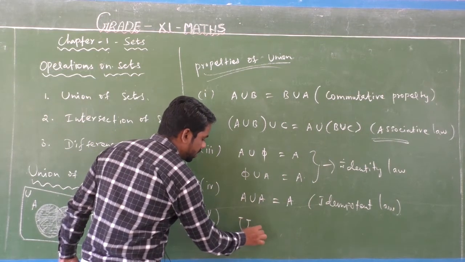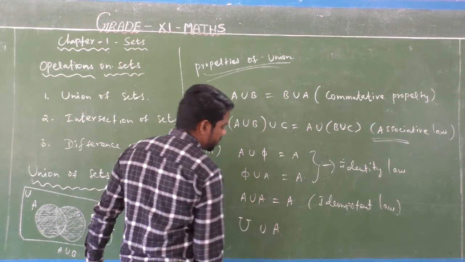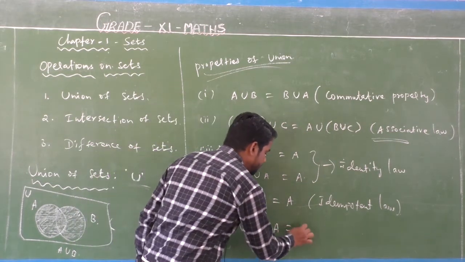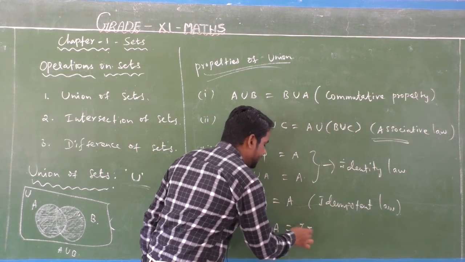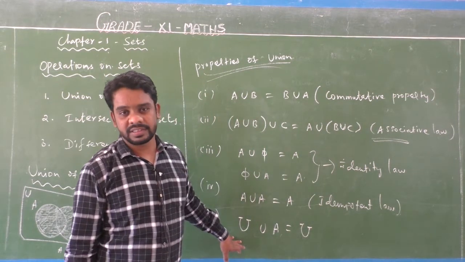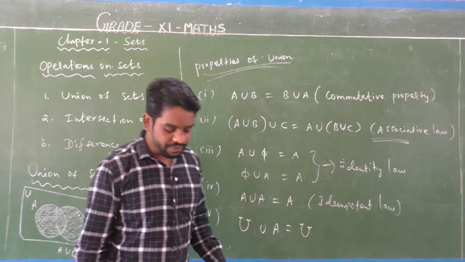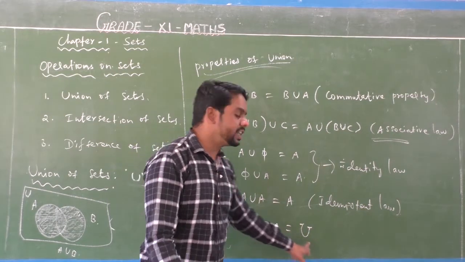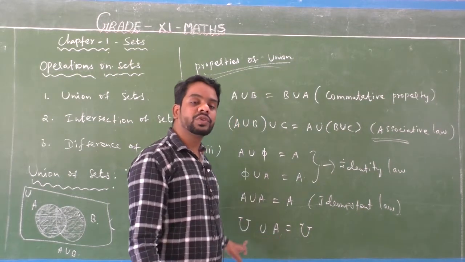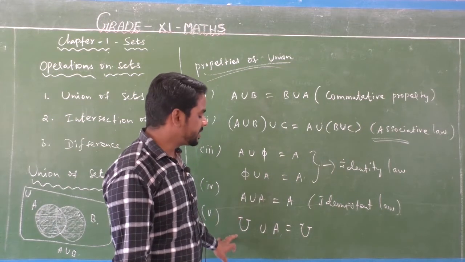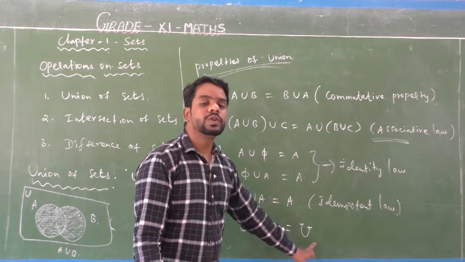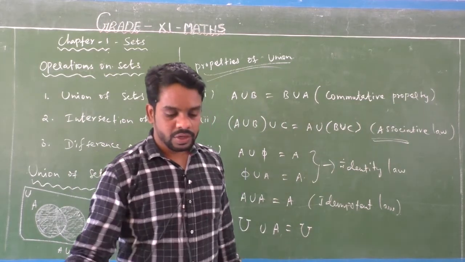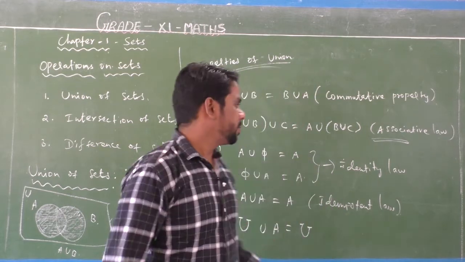Next, the last one, law of universal sets. The union of the universal set and the set A is equal to the universal set. You know that the set A is a subset of the universal set. So the union of the universal set and any subset of the universal set is equal to the universal set. Here A is a subset of the universal set, so the union of the universal set and A is equal to the universal set. This is the law of universal sets.